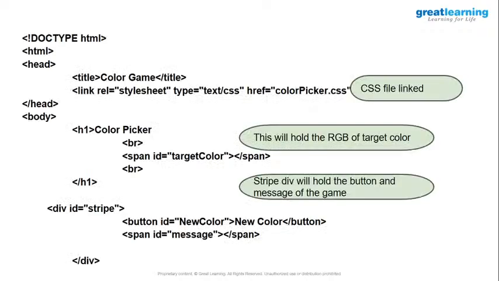Again, the structure will be the same, the skeleton of the HTML page that we have. When we press the HTML tab in Sublime, we get the skeleton. In the title, we will give the name, that is color game. Then we link this file to our CSS file. Then in the body, we have this heading that you saw, the color picker, so the color picker will be there.